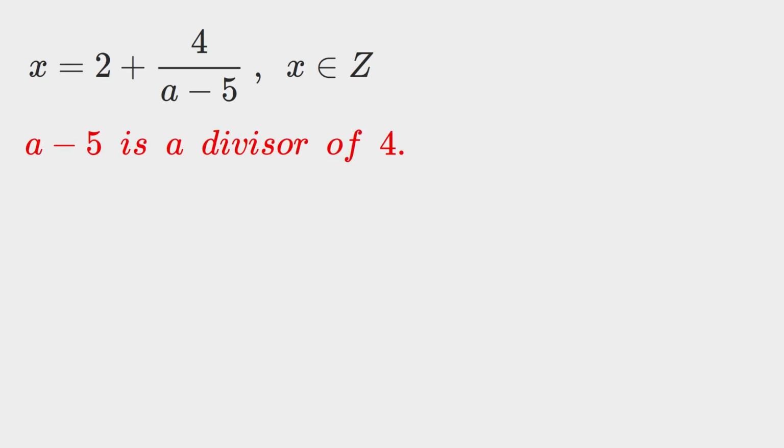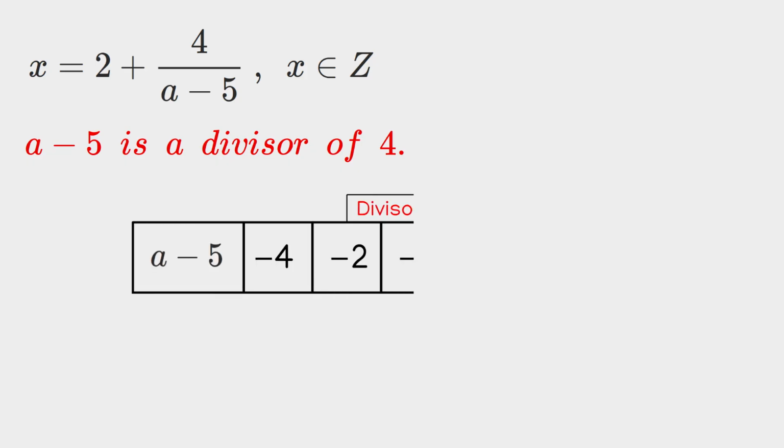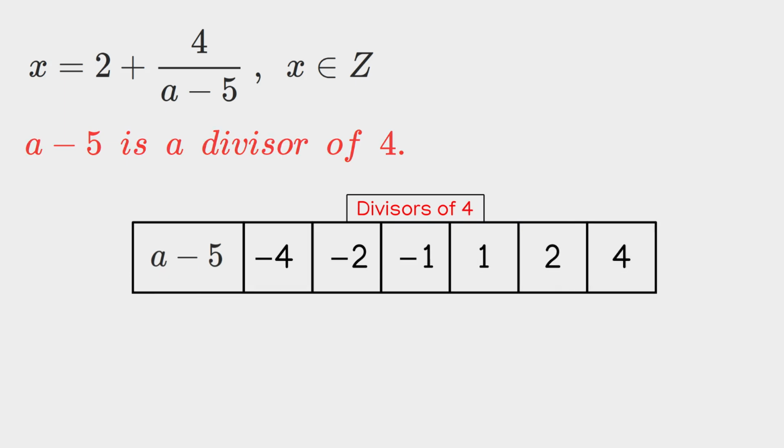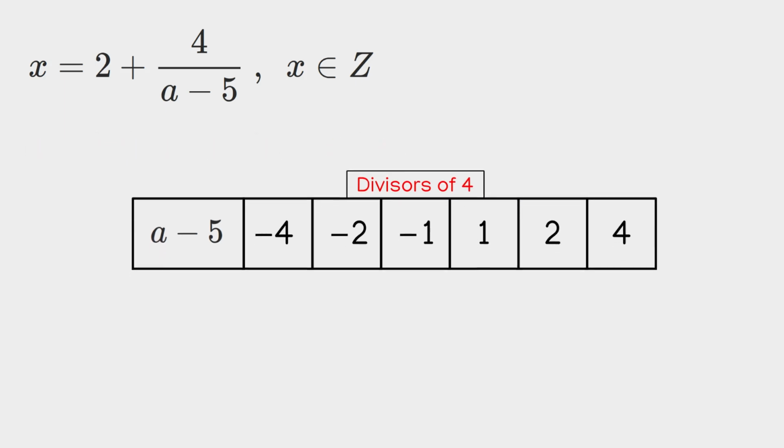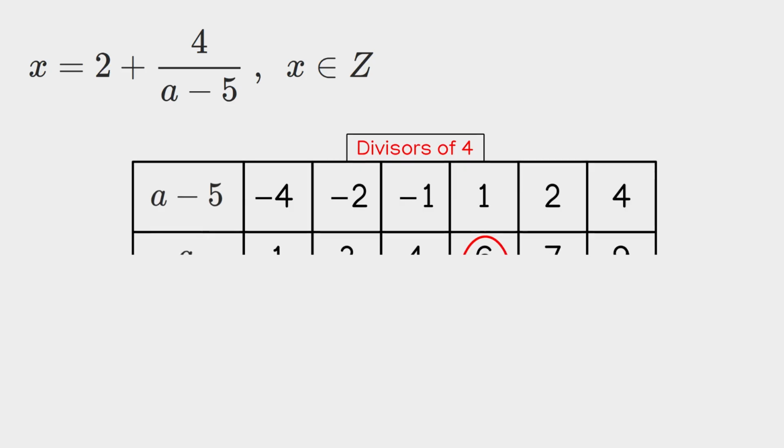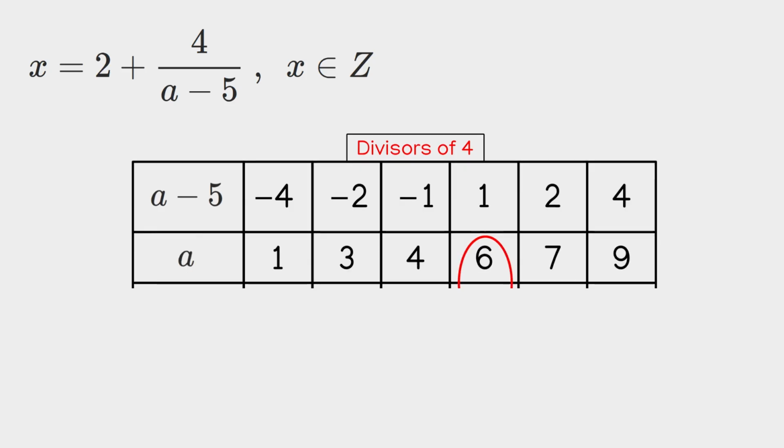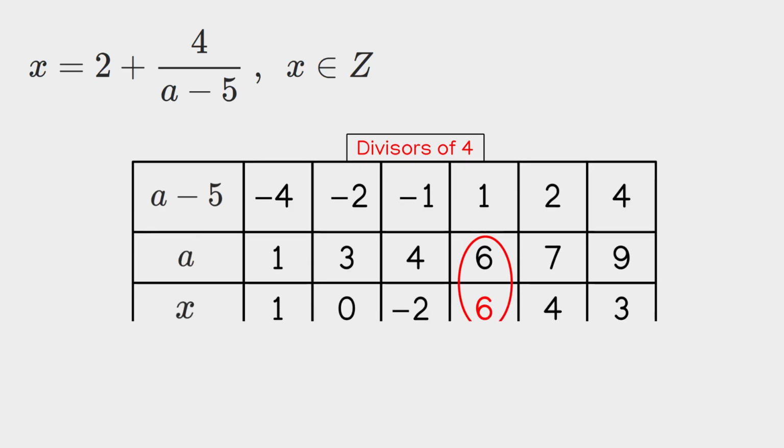Now, for x to be an integer, the fraction 4/(a - 5) must also be an integer. This means that a - 5 has to be a divisor of 4. So the possible values for a - 5 are ±1, ±2, and ±4. To make things clear, let's look at this table. For each possible value of a - 5, we can easily find the corresponding values of a and x.